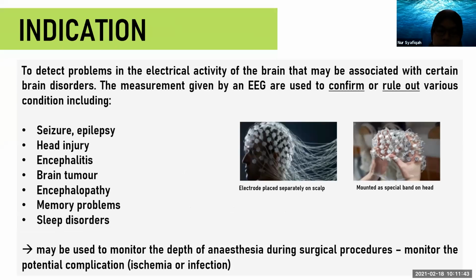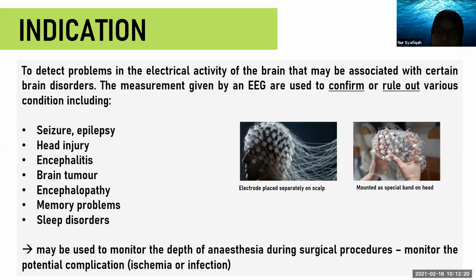So next, the indication for EEG. Basically, EEG is used to detect problems in the electrical activity of the brain that may be associated with certain brain disorders. And the measurements given by an EEG are used to confirm or to rule out various conditions, including seizure, epilepsy, head injury, encephalitis, brain tumor, encephalopathy, memory problems, and also sleep disorders. Note that EEG also is used to monitor the depth of anesthesia during surgical procedures. This is to monitor potential complications such as ischemia or infection during anesthesia during surgery.